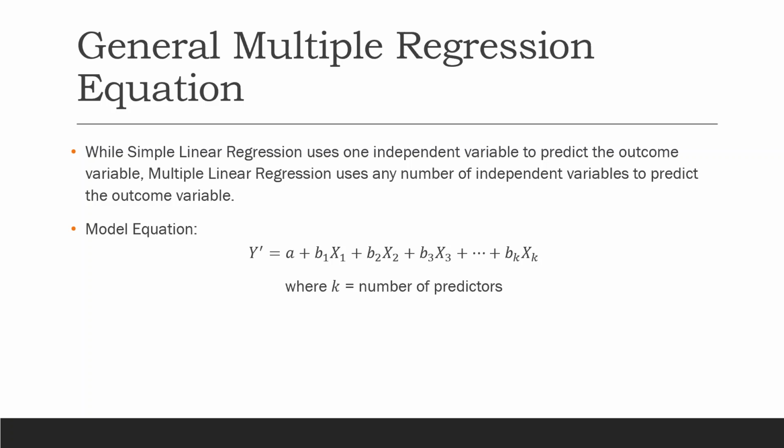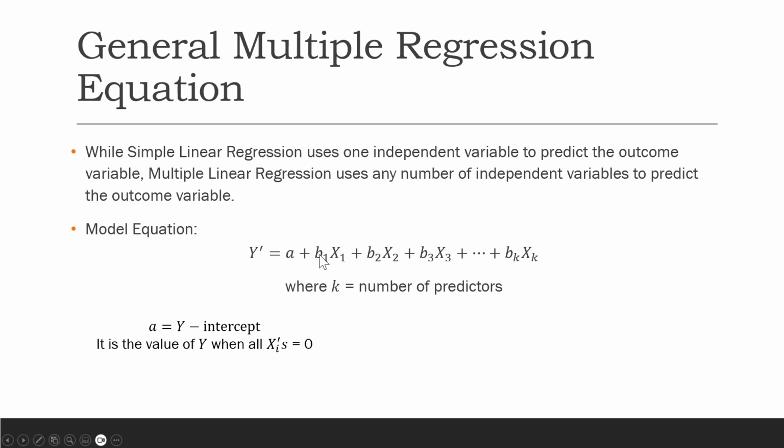If we remember the model equation for simple linear regression, where we had y prime equals a plus bx, we still have that same form in the equation, but we're just going to be adding terms for each predictor. So our model still has that intercept term, a, the y-intercept. That's the value of y when all of the x sub i's, all of the predictors, are equal to 0. And then we start adding terms that have our slope multiplied by our predictor. So we have b sub 1 times x sub 1. That's the slope for the predictor x sub 1.